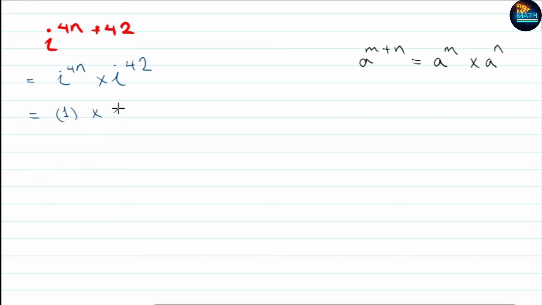So it's 1 multiplied by i to the power of 42, which is 40 plus 2. I mean i to the power of 40 multiplied by i to the power of 2, because 40 is the highest multiple of 4 under 42. And as long as it's a multiple of 4, i to the power of 40 is equal to 1. So you have 1 multiplied by 1 multiplied by i to the power of 2, which is negative 1. So 1 times 1 times negative 1 is equal to negative 1.